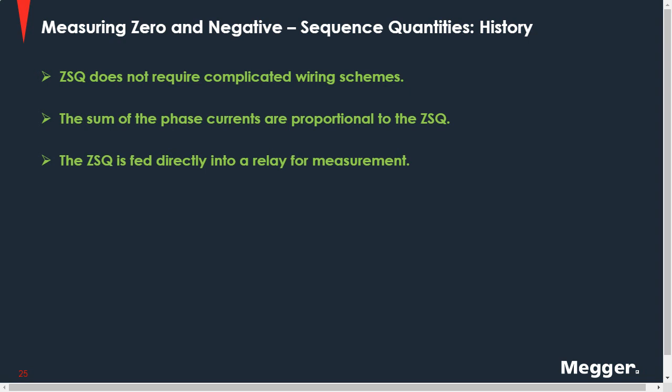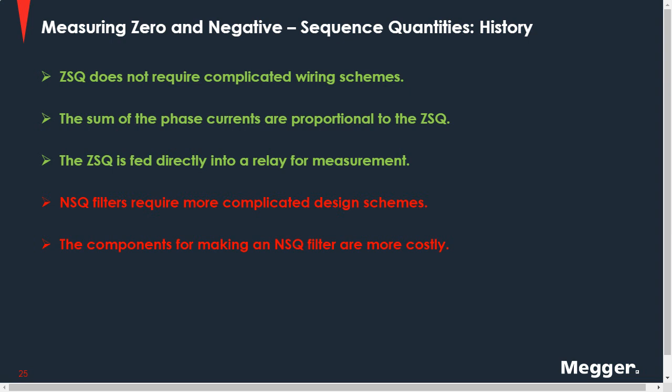At that point, that neutral can be fed into a relay for measurement, as opposed to the negative sequence quantity filters, which required a lot more complicated design schemes. And because of these design schemes, the components for making the filter are more costly. And again, the more parts you have, the more points of failure you could have, and of course the higher cost.